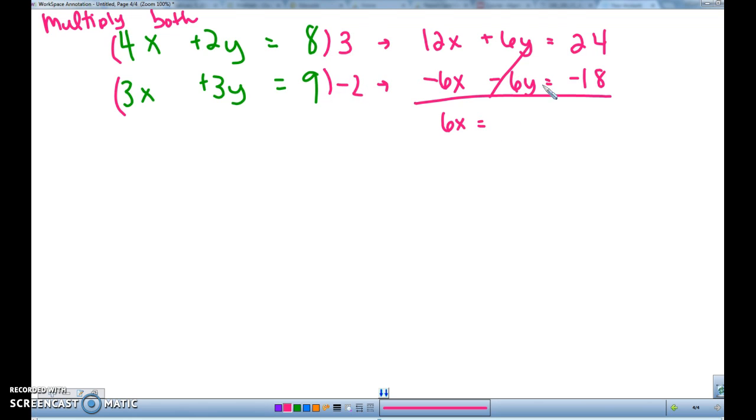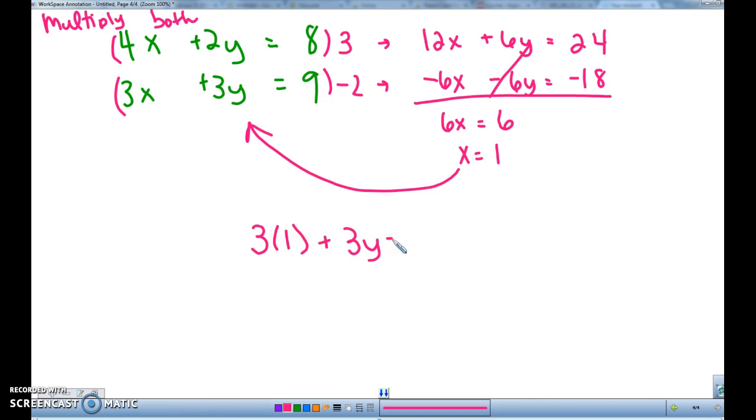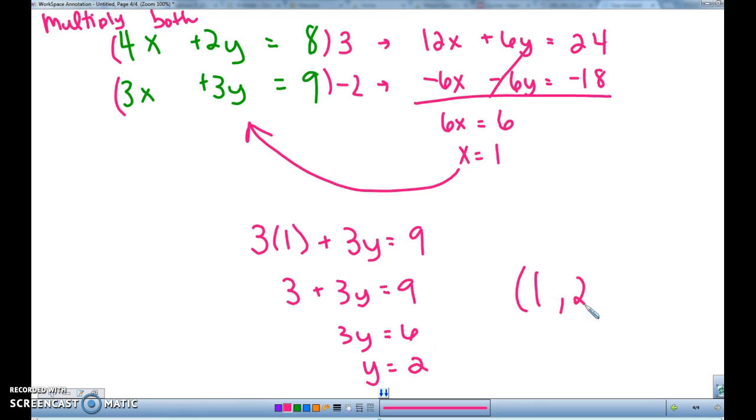These cancel because that's what I multiplied the original equations to get them to do. That was my goal. And then I go ahead and subtract down. 24 minus 18 is 6. If I divide both sides by 6, I get x equals 1. I can plug this back into either equation. I'll plug it into the second because that's kind of fun. So I have 3 times 1 plus 3y equals 9. That's 3 plus 3y equals 9, or 3y equals 6. So my y value is 2, making my ordered pair 1, 2.